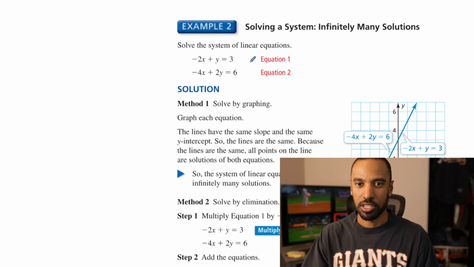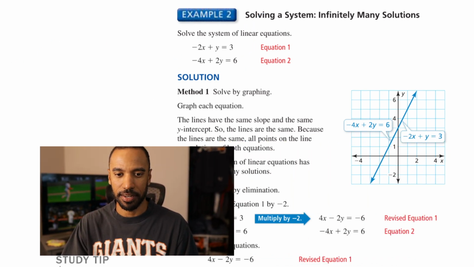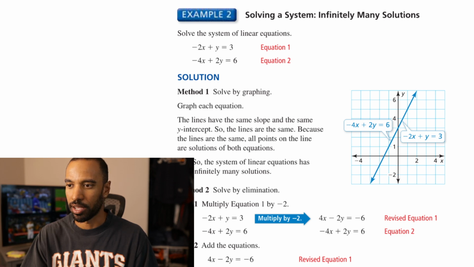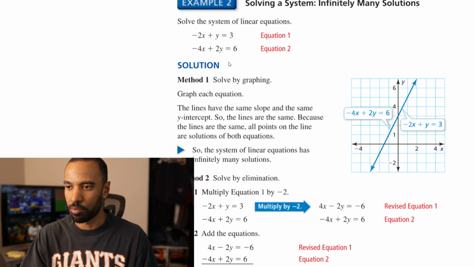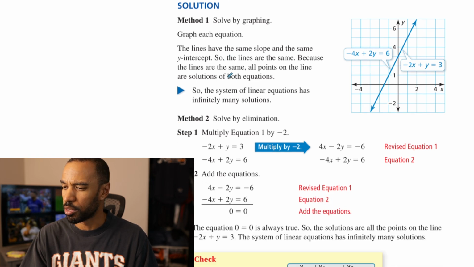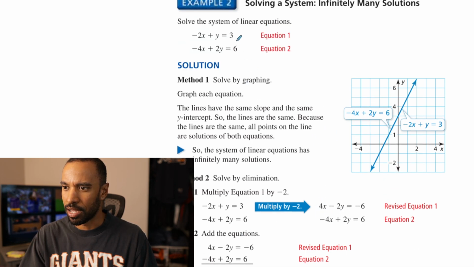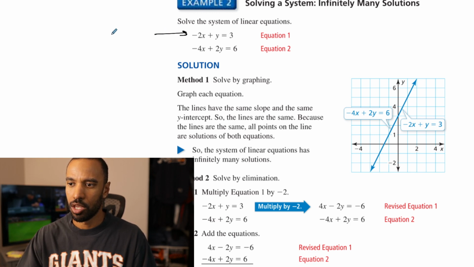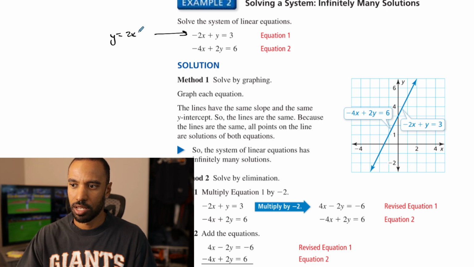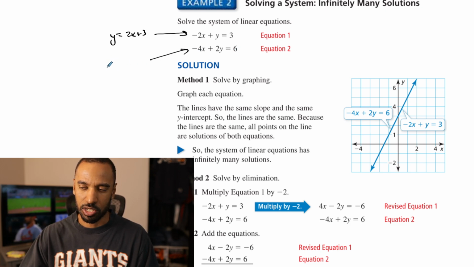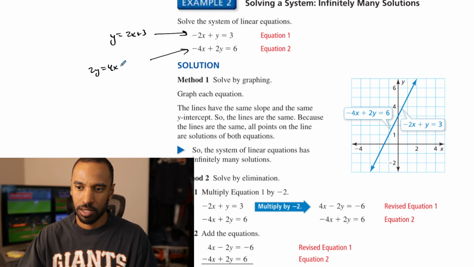Let's look at an infinitely many solutions case now. Let's look at it as a graph, and let's look at it solving algebraically. We have two equations written in standard form. I don't know if they rewrote them in slope-intercept form, but what I would do in this case is rewrite this top equation in slope-intercept form: y equals 2x plus 3, adding the 2x to both sides. Over here, if I add 4x to both sides and then divide everything by 2, you also get y equals 2x plus 3.